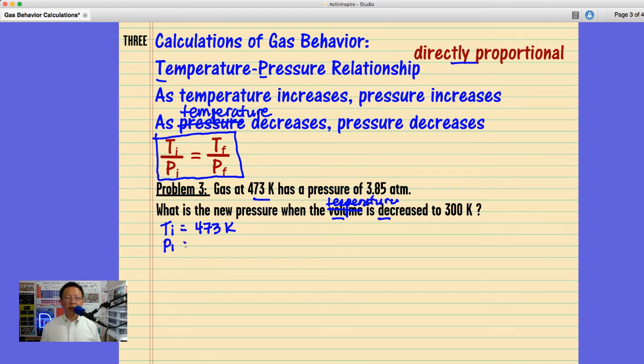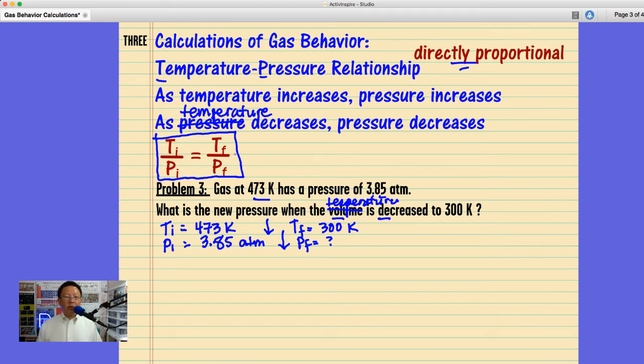What is the initial pressure? The initial pressure is 3.85 atmosphere. That's given right here. What is the final temperature? The final temperature is 300 Kelvin. In other words, it's decreased. What then is the final pressure? We need to find out. But what kind of prediction can we make? Since this is a directly proportional relationship, we can predict that since the temperature went down, the pressure will also go down. It will decrease.